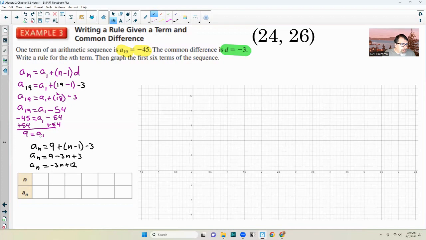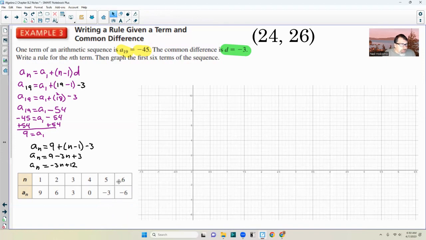So our first term, a sub 1, n is 1. So if n is 1, a sub n is 9. And my common difference is negative 3. So my second term is going to be 3 less than 9, or 6. My third term is going to be 3 less than 6, which is 3. My fourth term is going to be 3 less than 3, which is 0. And my fifth term is going to be 3 less than 0, or negative 3. And my sixth term is going to be 3 less than negative 3, which is negative 6.